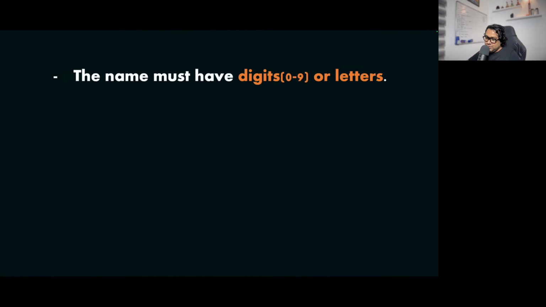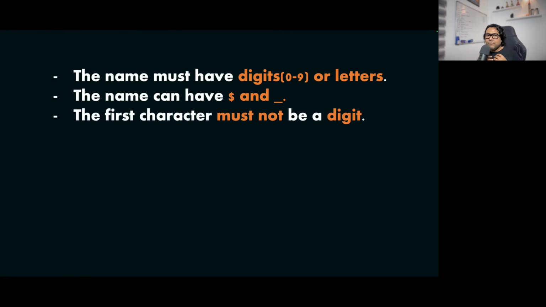First rule, your variable name must have digits or letters. Digits means 0 to 9, or letters A, B, C, D. Second rule, the name can have special characters like dollar and underscore. So your variable name can have digits, letters, and the special characters allowed are dollar and underscore. The first character of your variable name must not be a digit. So you cannot start a variable name with a number. Remember this. This is another rule. And then you cannot use some reserved keywords.